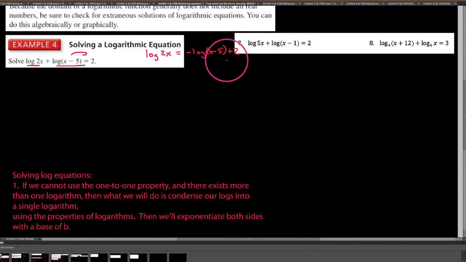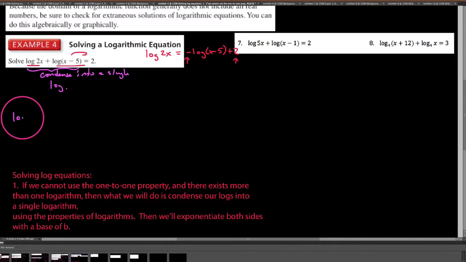In this case, we also have a plus 2 on the right side, and because we have this plus 2, and because we have this negative we can't seem to get rid of, there's no way that we could just say that 2x is equal to x minus 5. So since that's the case, we're going to have to condense into a single log. So we're going to need to review our properties of logarithms pretty quickly here. Let's go ahead and review these.